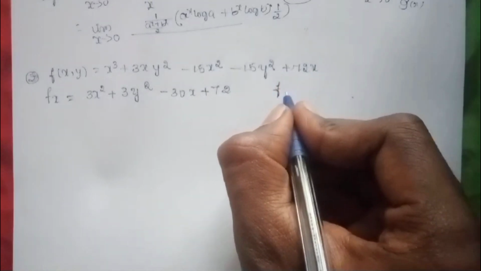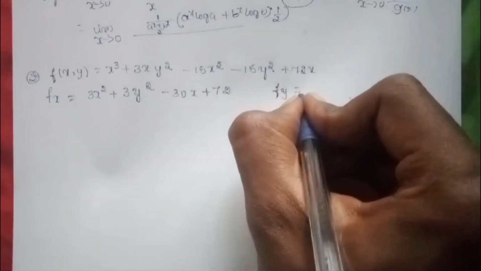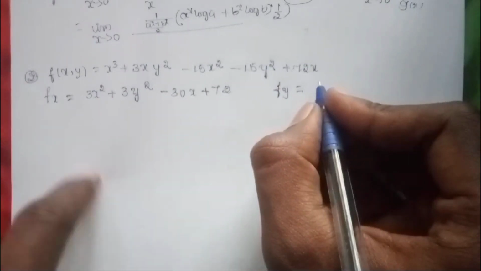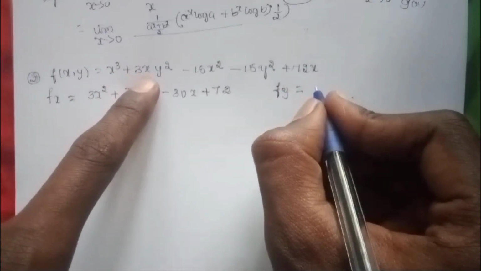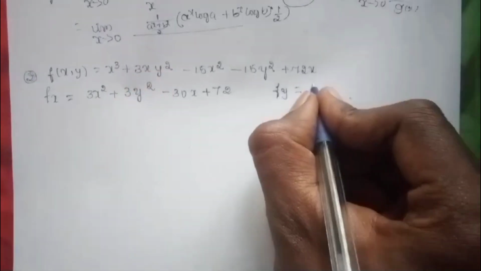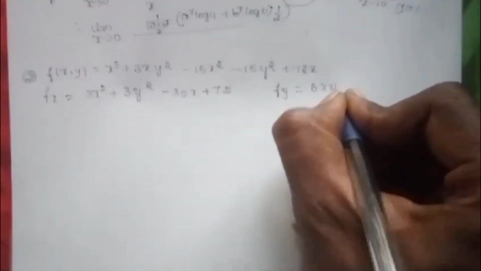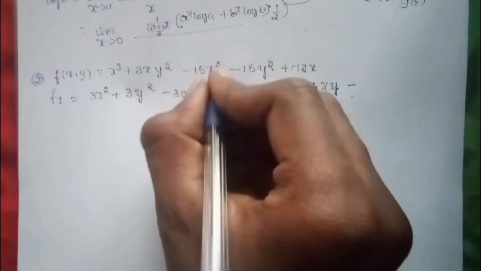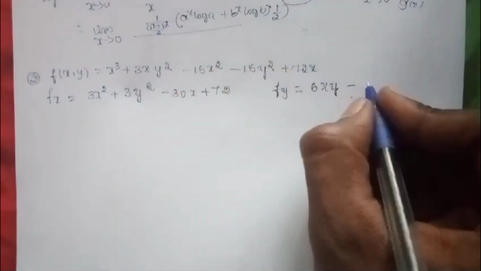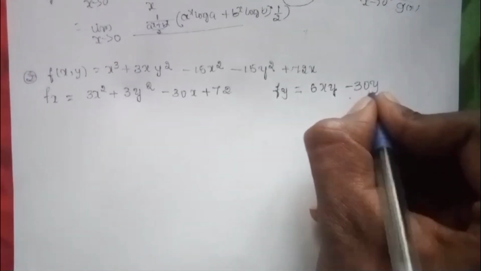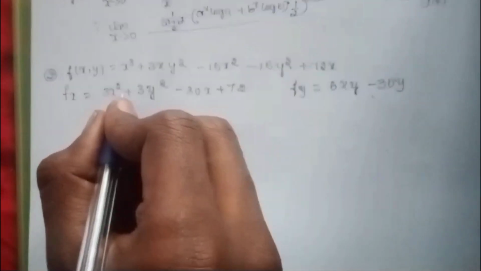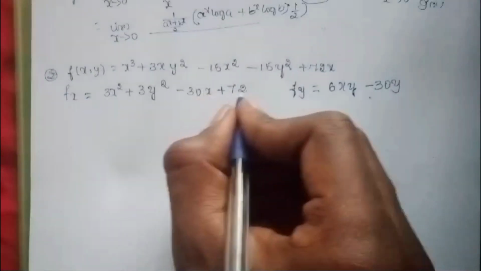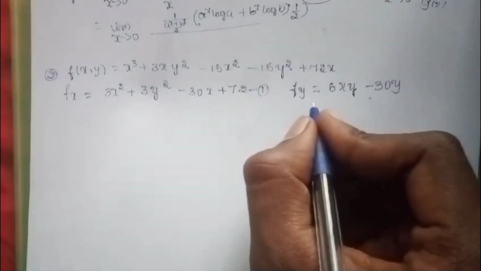That is fy is equal to, this is differentiation of, here there is no x terms, it becomes 0, there is a presence of x terms, then it becomes 6xy minus, here there is no x term, y term, here there is a presence of y term, then it becomes 30y, its remaining term is 0. We get fx is equal to 3x square plus 3y square minus 30x plus 72. Consider this as equation 1 and this as equation 2.